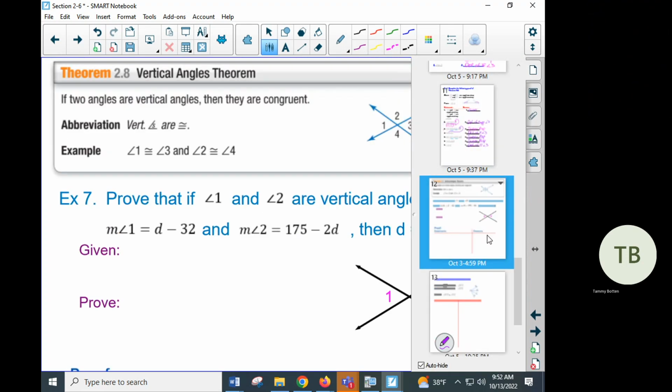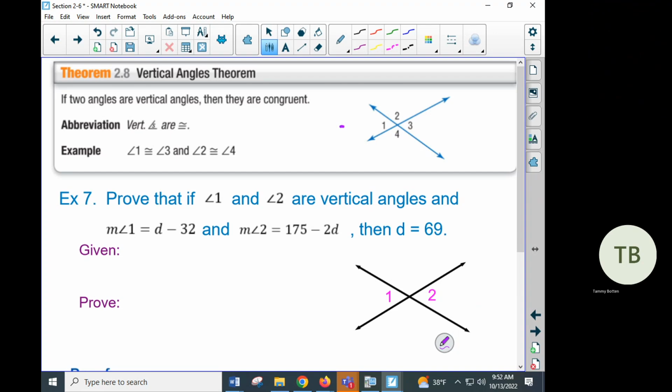Now, let's look here. And this deals with vertical angles. This is a theorem that we talked about earlier, so this isn't new. Vertical angles, if two angles are vertical, they are congruent. So remember, vertical angles are anytime you have intersecting lines, they're the angles across from one another. Okay. So 2 and 4 are congruent and 1 and 3 are congruent. Okay, that's what this says.